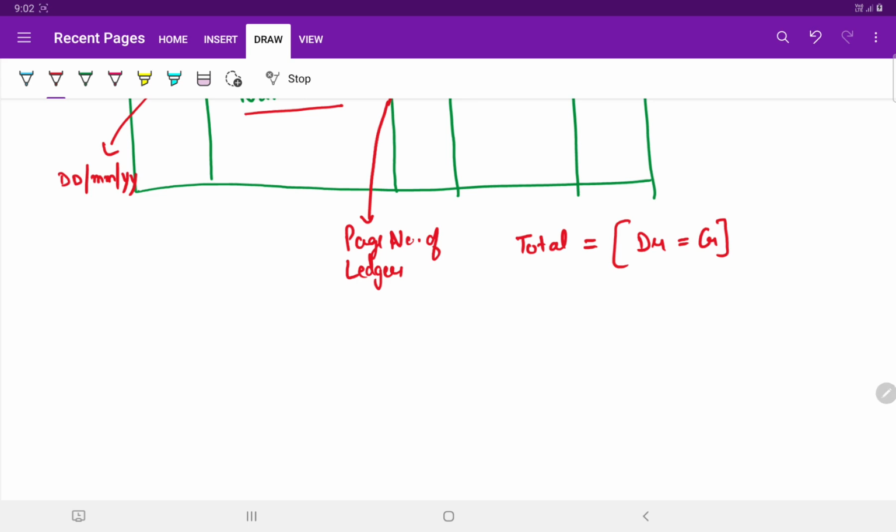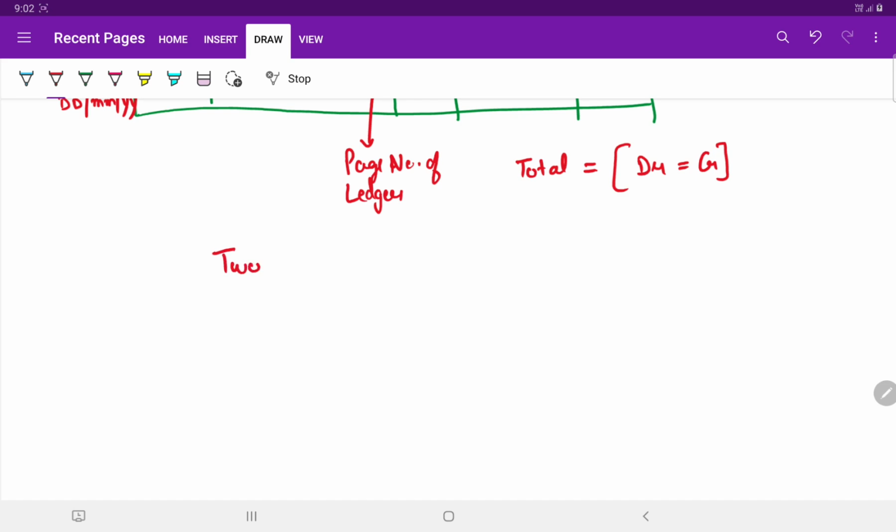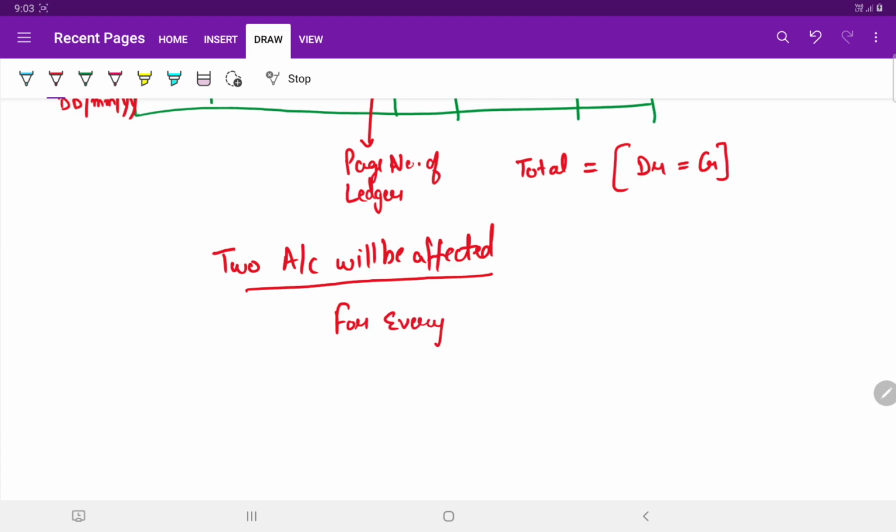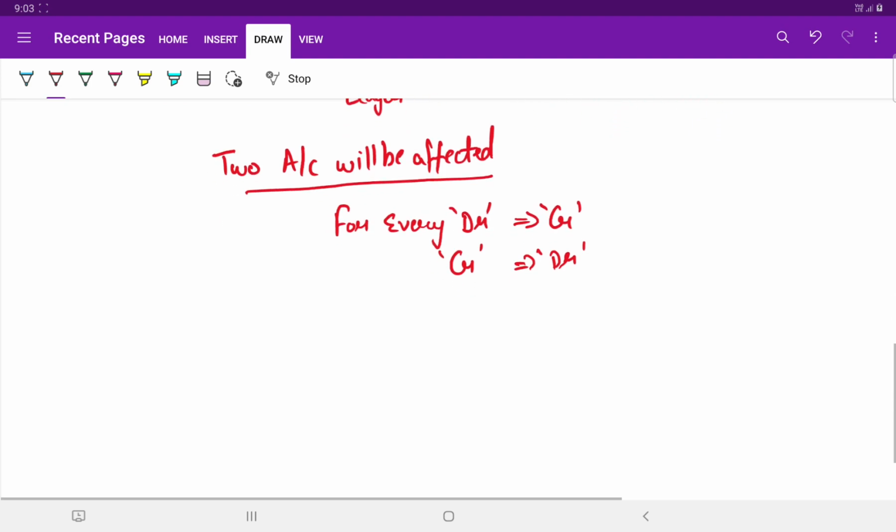So what are the various rules of journalizing? In a double entry bookkeeping system, two accounts are affected during accounting. So students, always remember that two accounts will be affected. How? For every debit there is a credit, and for every credit there is a debit. So one account is debited and the other has to be credited. The following are some of the simple rules that we are going to highlight now.